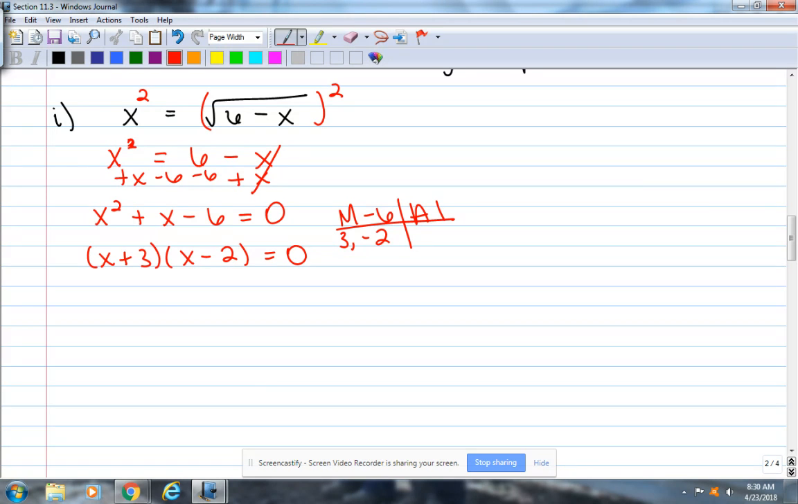So then we set them both equal to 0, right? x plus 3 equals 0. Oh, this one's not so bad. x minus 2 equals 0. Subtract 3: x equals -3. Add 2: x equals 2. So I'm getting two potential solutions, -3 and +2.